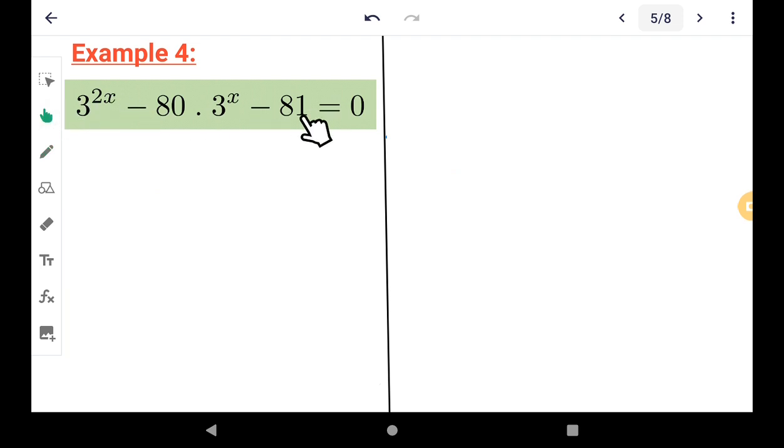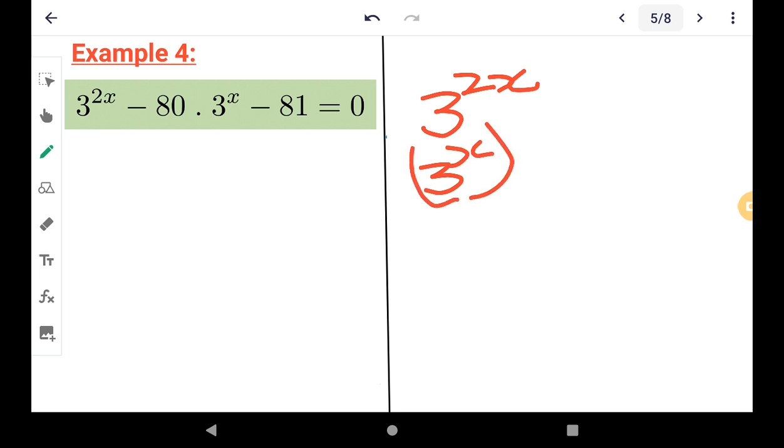Now, an example like this is what we call a quadratic exponential equation. First of all, I want you to notice something. 3 to the power of 2x is simply equals to the square of 3 to the power of x. Let me show you. 3 to the power of x, squared, is equals to 3 to the power of, when you raise a power to another power, you multiply the exponents, and that's what we have there. So that is 3 to the power of 2x. So yes, this is simply just the square of that.